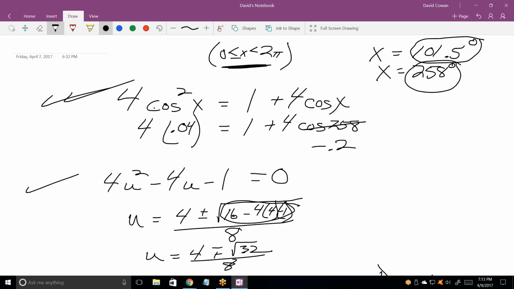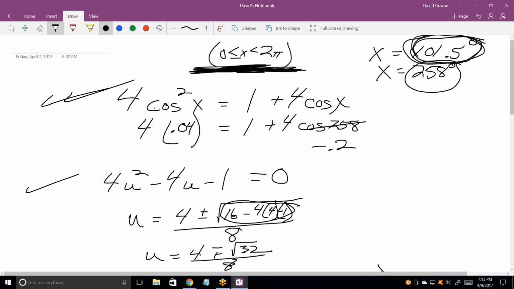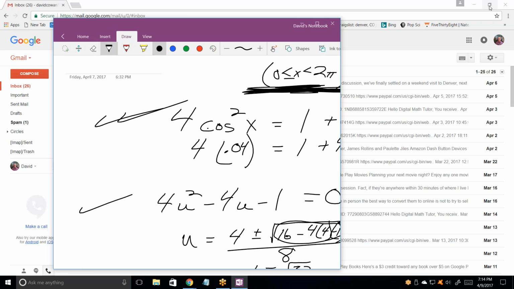Now, the only reason we had to do both of them was because of this right here. Had they not specified that domain, I would have likely just stuck with the second quadrant angle. And that's not really correct either, but let's do another one. I'll show you what I mean.